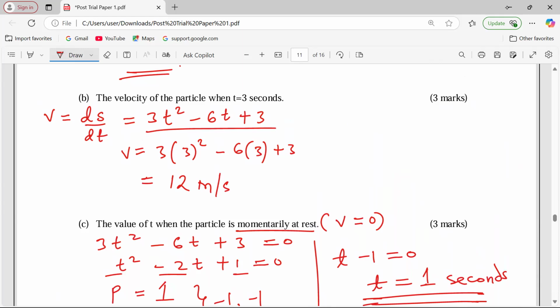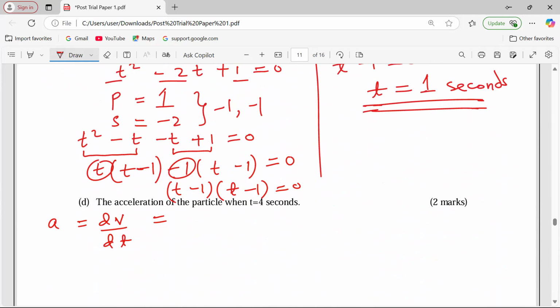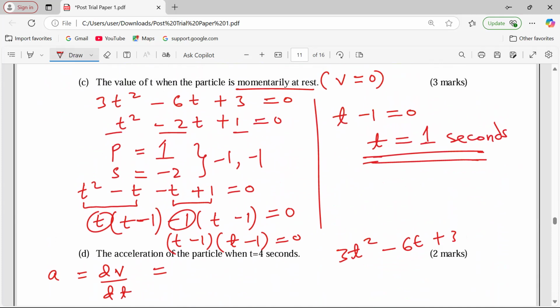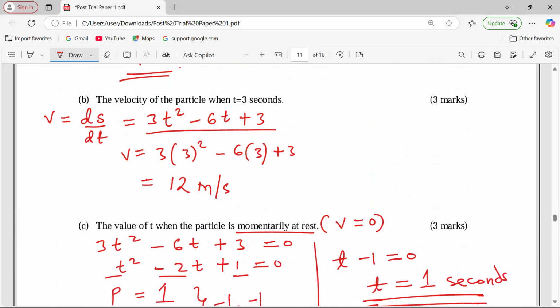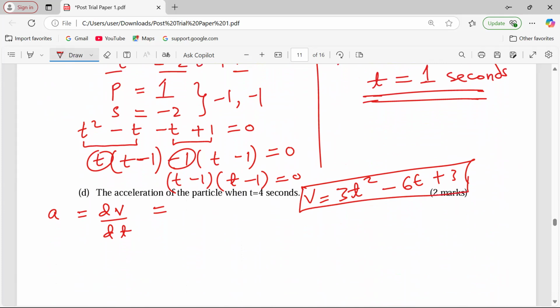The function is 3t squared minus 6t plus, is it 3? Let me check. Minus 6t plus 3. This one is the velocity function, so this is what we are differentiating. To come up with the derivative, we take power 2 and drop it to multiply 3, so that becomes 6. Then t, which was to power 2, now becomes power 1.